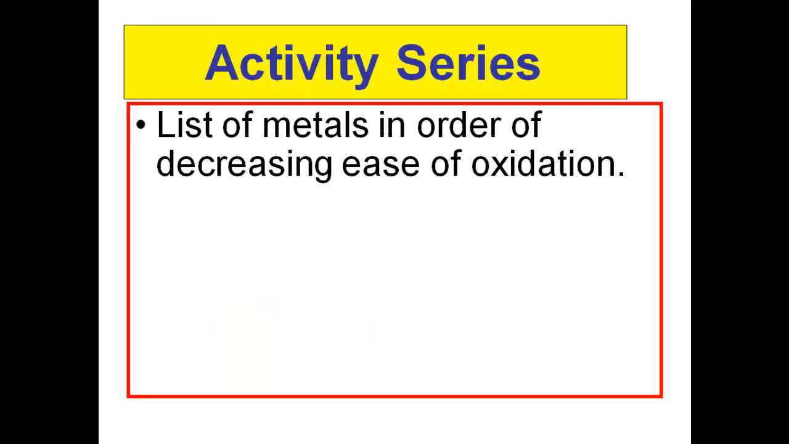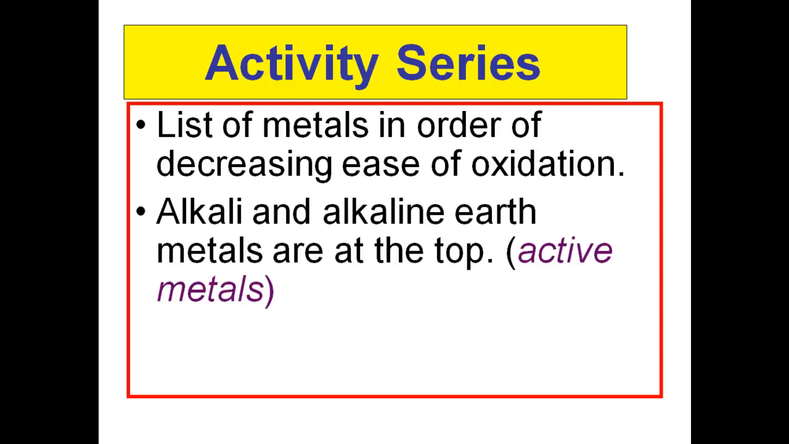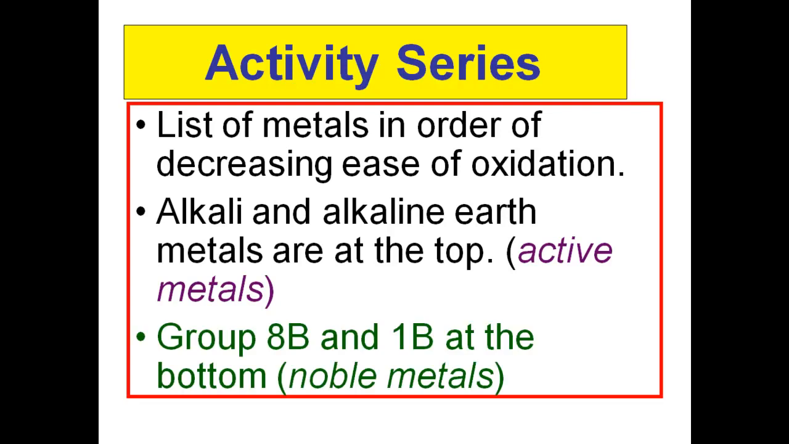Activity series. An activity series is a list of metals ranged in an order of ease of oxidation. So at the top of the table, you're going to have the metals that are most willing to become oxidized, and at the bottom, you're going to have the metals that are going to be least reactive. So alkali and alkaline earth metals are at the top because they're extremely reactive. Group 8B and 1B are at the bottom.